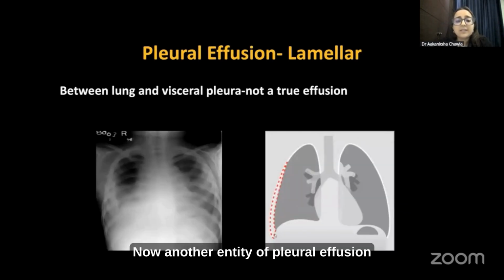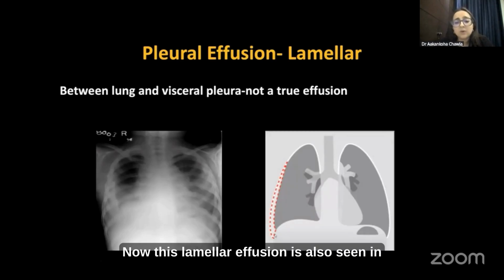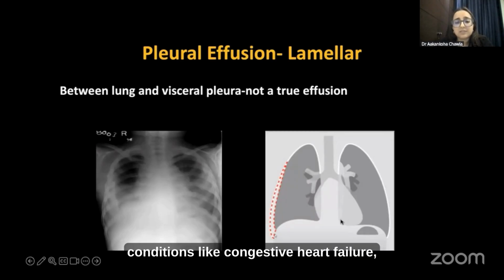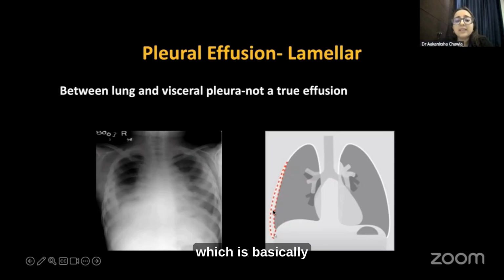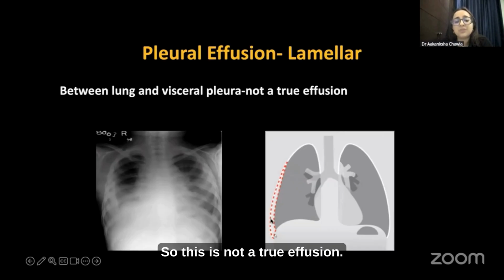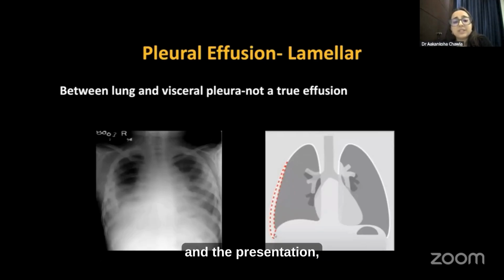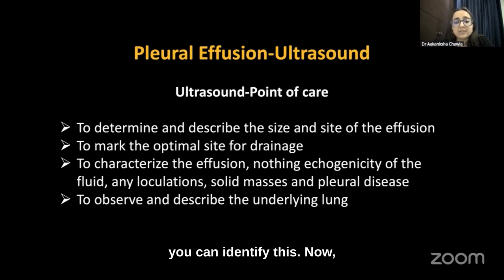Now, another entity of pleural effusion seen on chest X-rays is lamellar effusion. This lamellar effusion is also seen in conditions like congestive heart failure, which is basically accumulation of fluid in the interstitial space, basically between the lung and the visceral pleura. So, this is not a true effusion. And with the underlying characteristic history and the presentation, you can identify this.